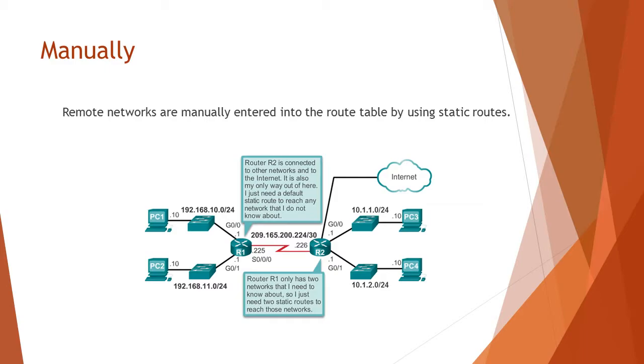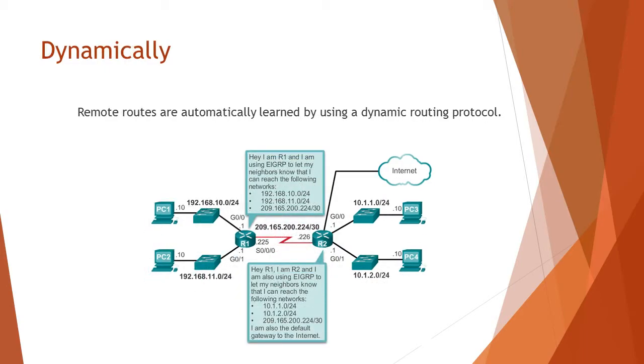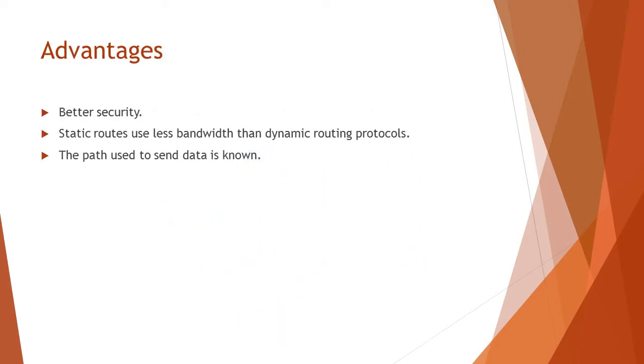Manually. Remote networks are manually entered into the route table by using static routes. Dynamically. Remote routes are automatically learned by using a dynamic routing protocol. There are some advantages of using static routing.